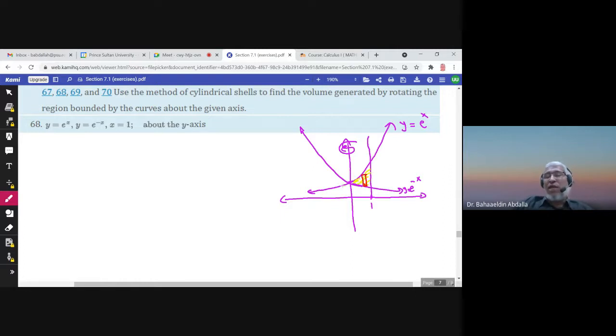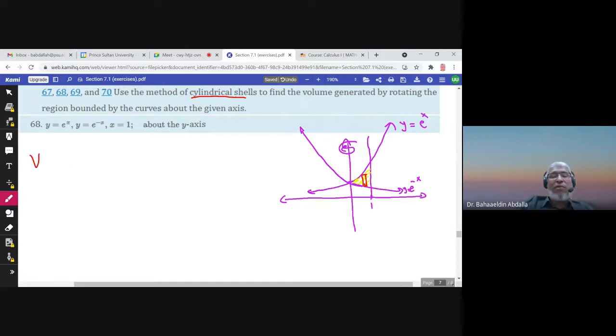So if I decide to use a vertical rectangle, this means the rectangle is parallel to the y-axis and I should use the method of cylindrical shells. Anyway, he asked me to use the method of cylindrical shells. So he is asking about the easiest method to solve this question.